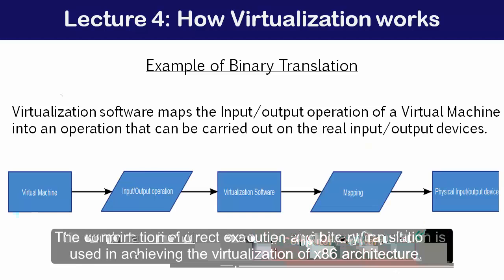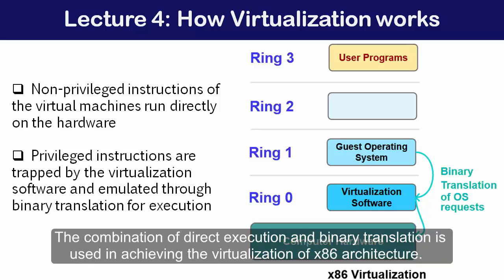For example, if the virtual machines execute an input-output operation, the virtualization software has overhead. The combination of direct execution and binary translation is used in achieving the virtualization of x86 architecture.